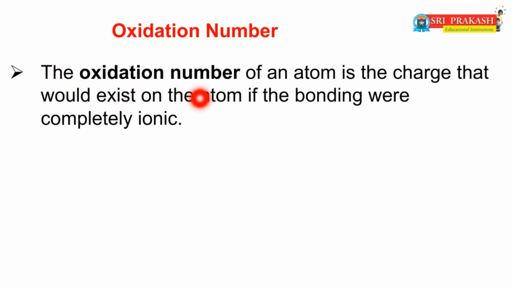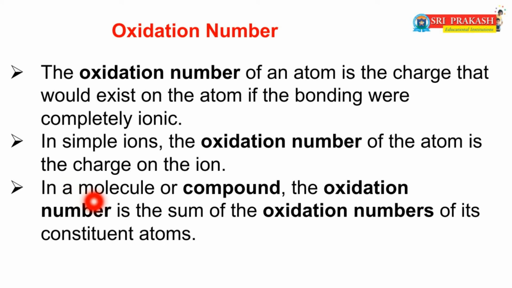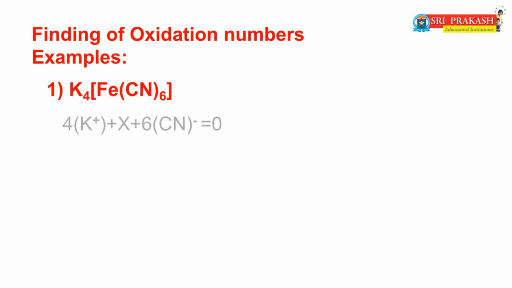The oxidation number of an atom is the charge that would exist on the atom if the bonding were completely ionic. In simple ions, the oxidation number of the atom is the charge on the ion. But in a molecule or compound, the oxidation number is the sum of the oxidation numbers of its constituent atoms. For example, in K4[Fe(CN)6], finding the oxidation number of iron.